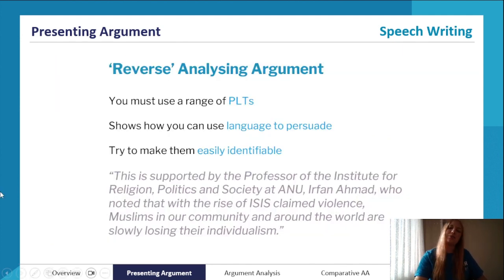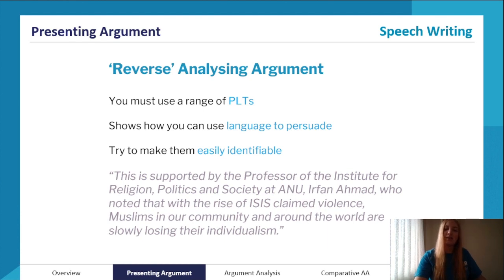So, we said this is sort of like a reverse analyzing argument because we ourselves have to use and implement a range of persuasive language techniques. It's what you've been studying for a long time, so it shouldn't prove too difficult. Show how you can use that language to persuade by also analyzing it in your statement of intention and try to make them easily identifiable. So make sure that it's clear when you are using a persuasive language technique.